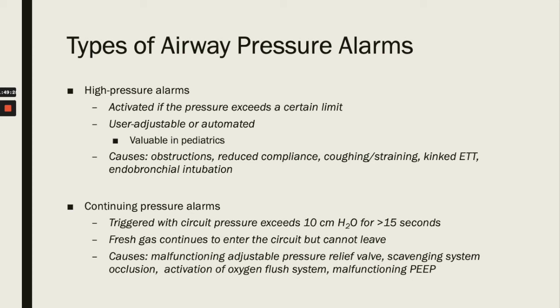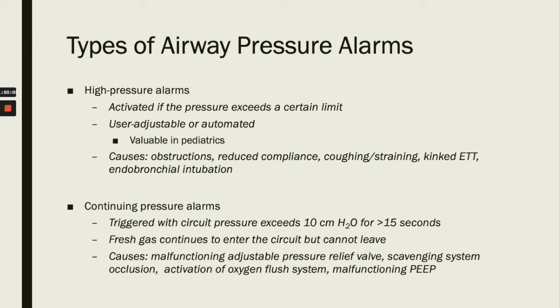The causes of these high pressure alarms are obstructions, reduced compliance, coughing or straining, a kinked ET tube, or endobronchial intubation, and that's a big cause of it. If you had your high pressure alarms on and you tried to ventilate or bag a patient before you moved back your ET tube, you would hear that high pressure alarm because you'd be in the bronchus and wouldn't be able to deliver adequate pressure, since you're in the bronchus and not the main stem.